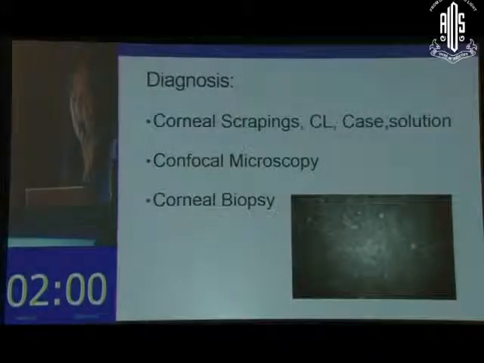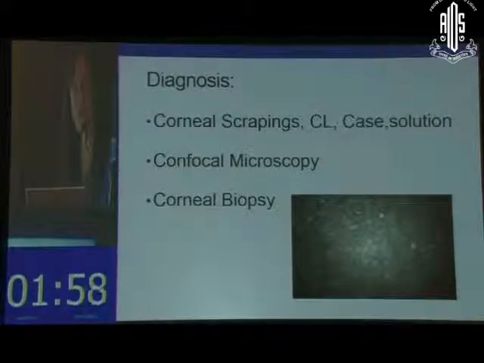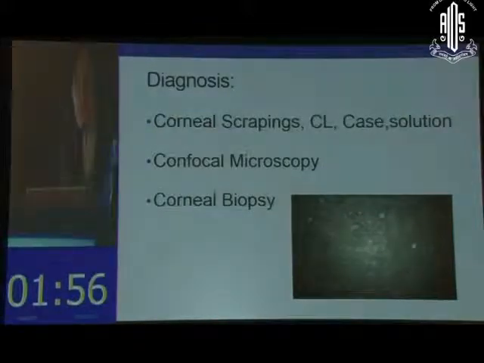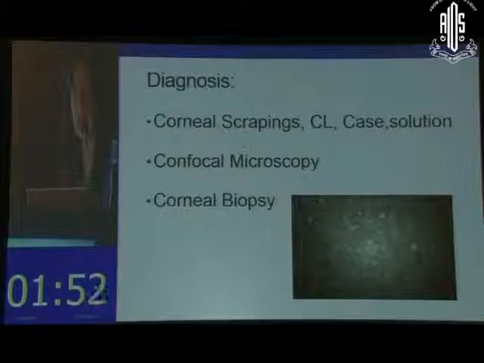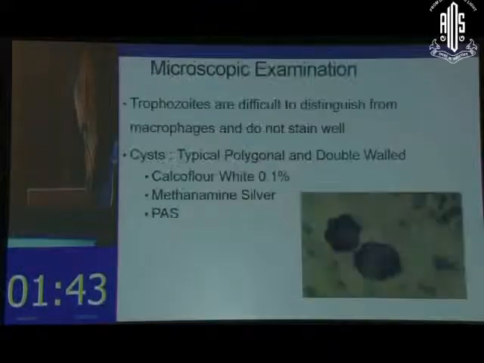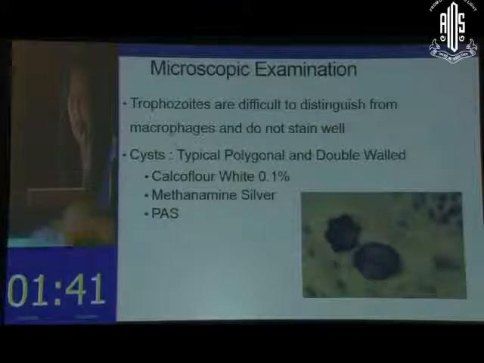And this is how it looks. For the diagnosis, it is very important to send not only the corneal scrapes, but any other ancillary materials such as contact lens case and contact lens solution for culture and sensitivity. Confocal microscopy should be done, where you can actually see the cysts and the trophozoites, and at times even corneal biopsy may have to be undertaken.